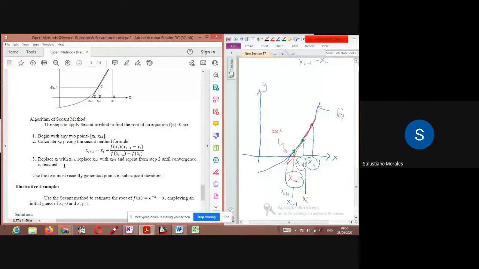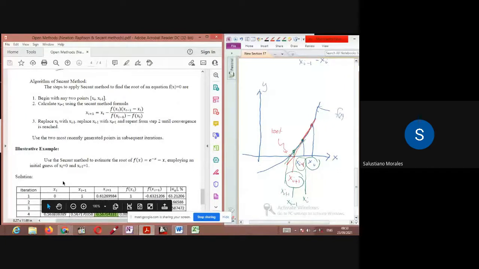So we have the formula here. Replace xi with xi minus 1. So yung drawing ko kanina, replace xi minus 1 with xi plus 1 and repeat from step 2 until convergence is reached. Or if we already meet the stopping criterion, then we will stop the iteration. So use the two most recently generated points in subsequent iterations.